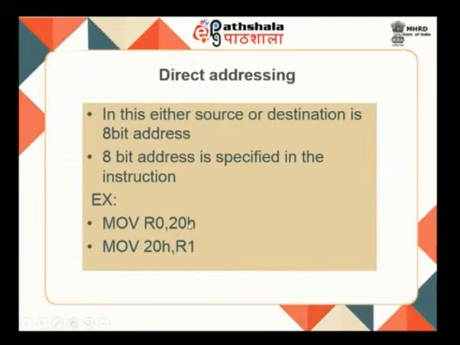So, one of the operands is stored in the memory and its address is given directly. This is called direct addressing. An 8-bit address is specified in the instruction, and either the source or the destination is an address. That is what they are trying to say. MOV R0, 20H: from the 20H memory space, the data goes to R0. Here, MOV 20H, R1: R1 is the place where the data is available, and now you move the data to the 20H address.